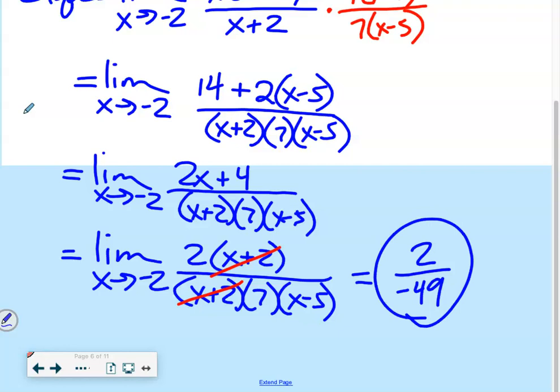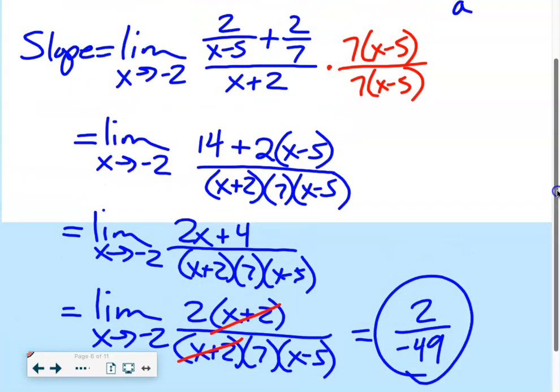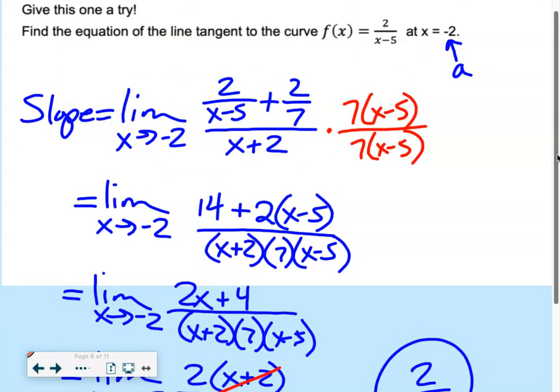Am I done? Is that my equation, my tangent line? No, I still have to write the line, right? What 2 things do I need? Point and slope. There's my slope. They didn't give me a point. I'm done for. That's it. Not enough information, right? No.